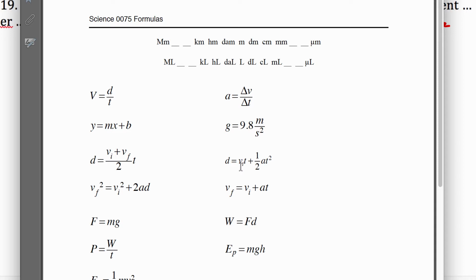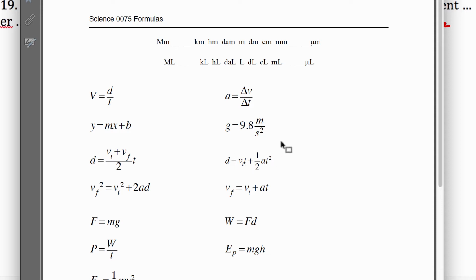A D, a VI, a T. Oh, maybe it's that one right there. They're looking for distance, right? Initial velocity, I know. Time, I know. Gravity, I know. That's my formula right there.